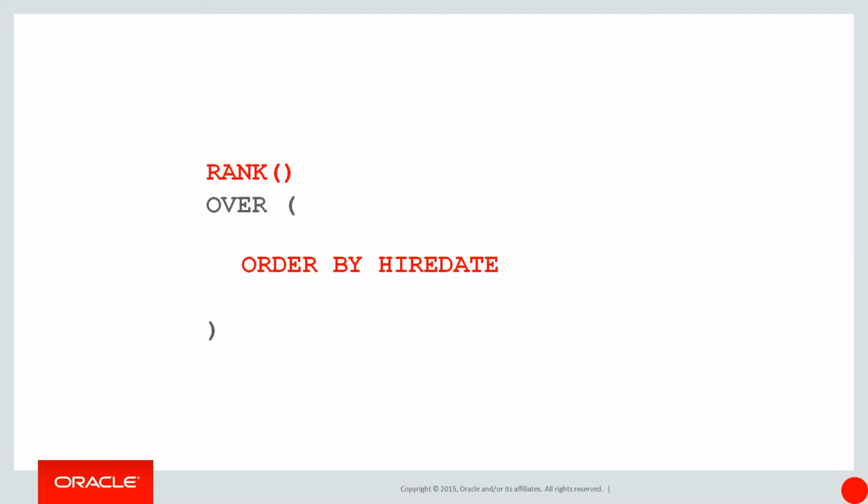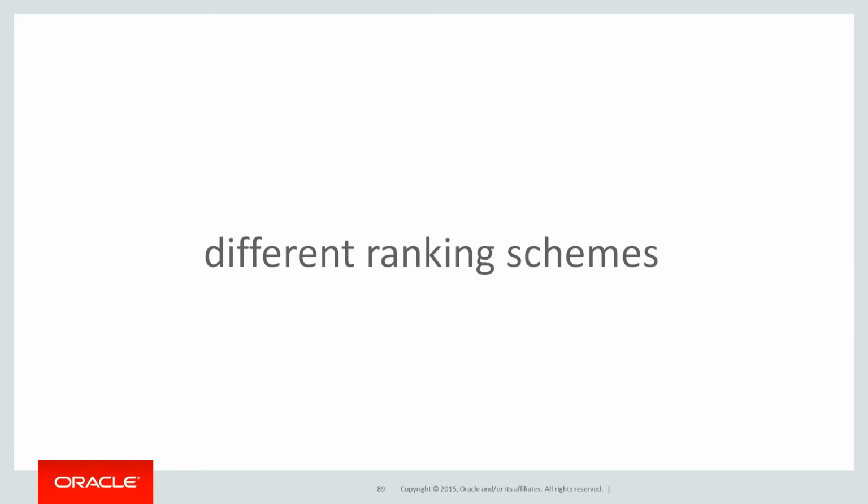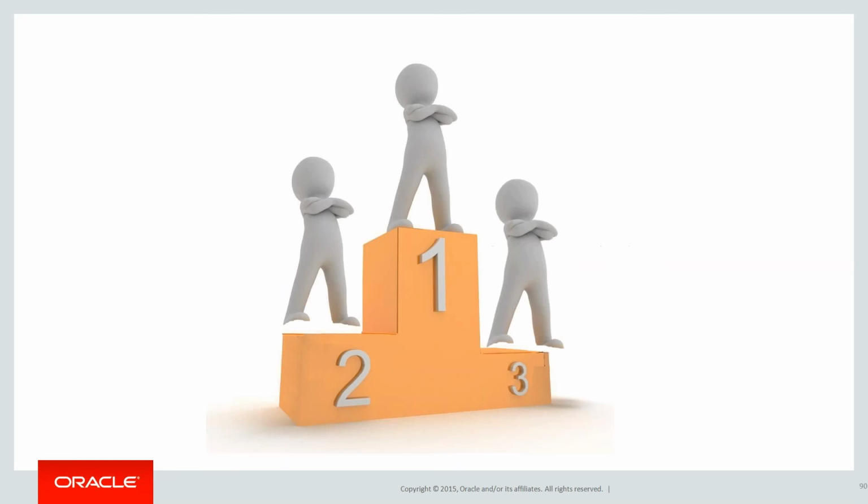Now, I've been paying attention. I saw in that data there that there's some duplicates. There's potential ties in this result set. How do you sort out who wins if there's a tie? Okay, so we have different ranking schemes. So here's the classic sort of Olympic ceremony model. Normally you have 1, 2, and 3. That's the winners of a race.